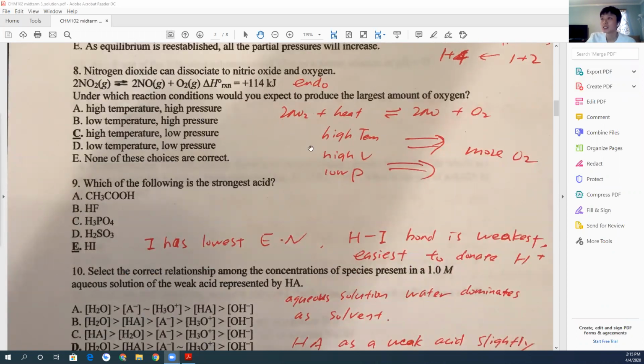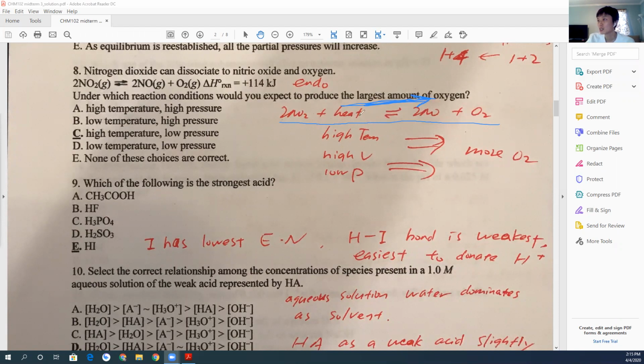And so number 8, you see that delta H is involved, so you know it has something to do with the temperature. In this case, delta H is positive, so that means the heat is on the side of the reactant. So we can rewrite the reaction by putting heat on the left-hand side. We want to produce the largest amount of oxygen, which is on the side of the product, so we want this change of the reaction condition to cause a net reaction, shifting to the right.